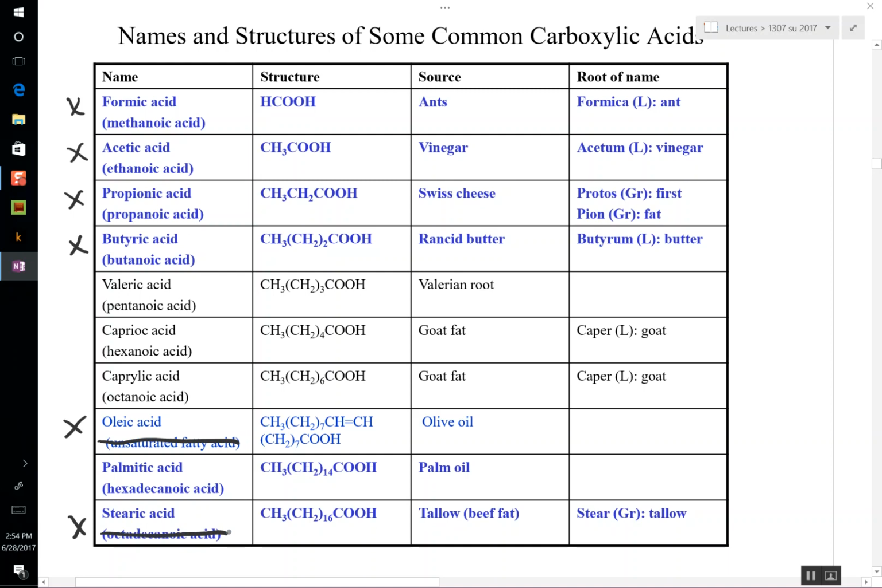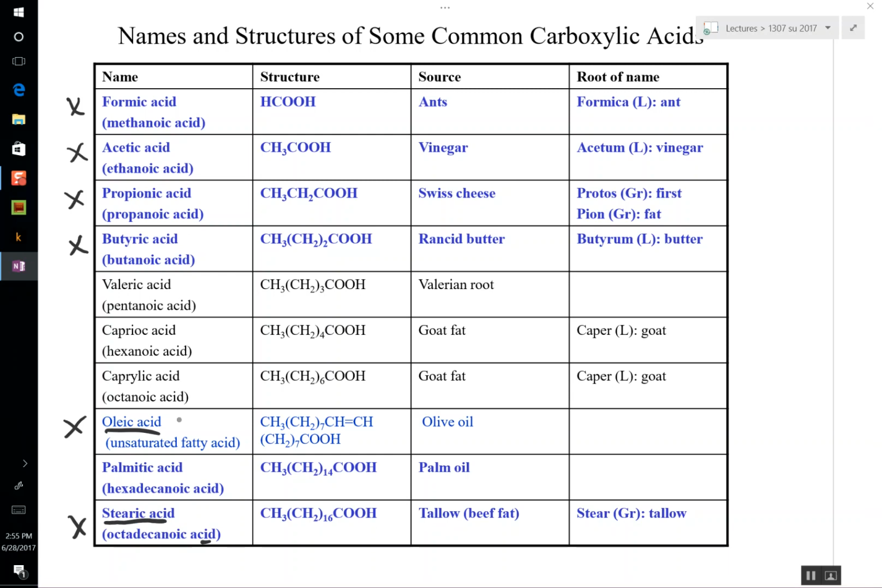Stearic acid is octadecanoic. It's 18 carbons long. So deca, 10, 8 more, octadecanoic acid. These two, just know their name, and we'll look at these in a little bit more detail here. Let's kind of start at the top and go down.